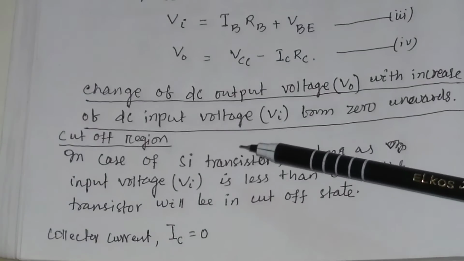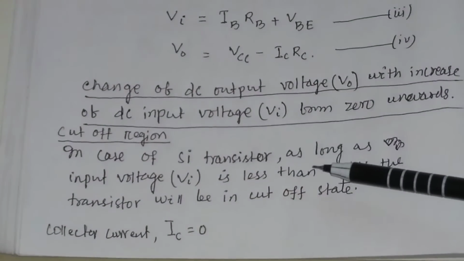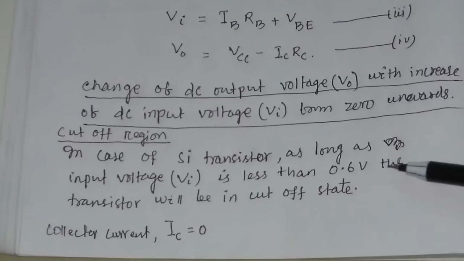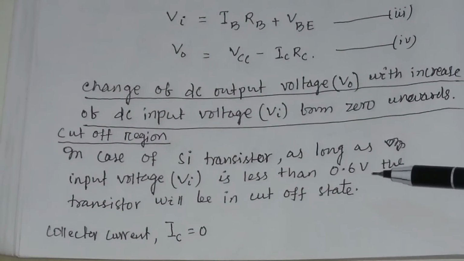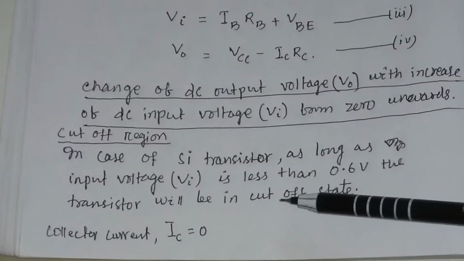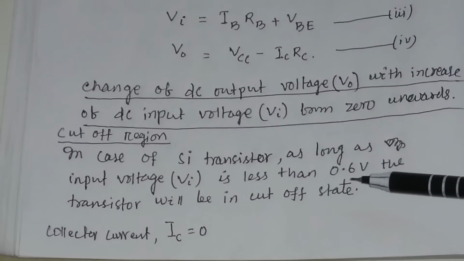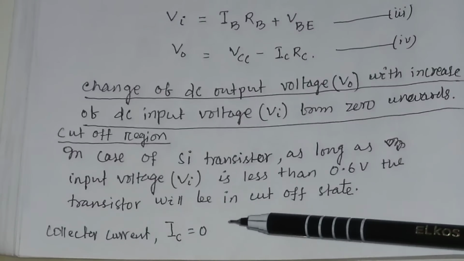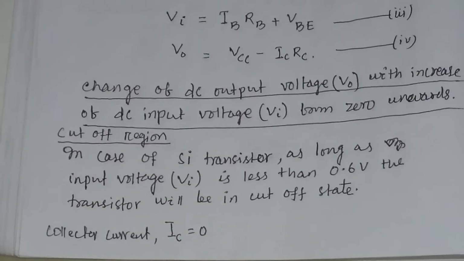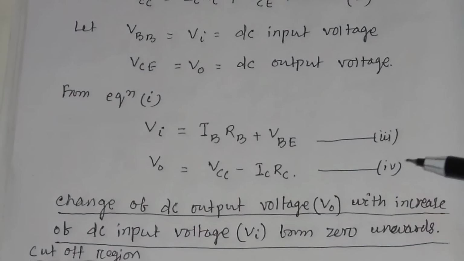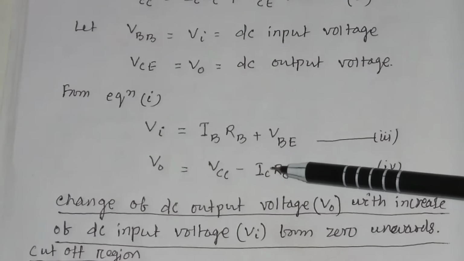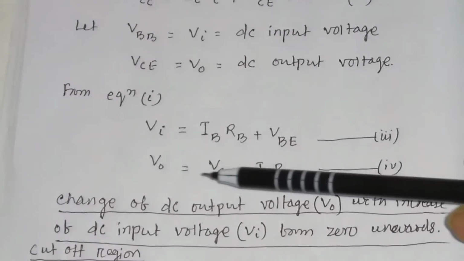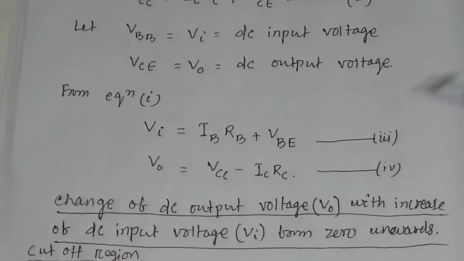So what is the cut-off region? In the case of a silicon transistor, as long as the input voltage VI is less than 0.6 volt, the transistor will be in the cut-off state. That means no current will pass through the transistor. That means IC, the collector current, will be equal to 0. So from equation 4 you see, if IC is equal to 0, VO will be equal to VCC.